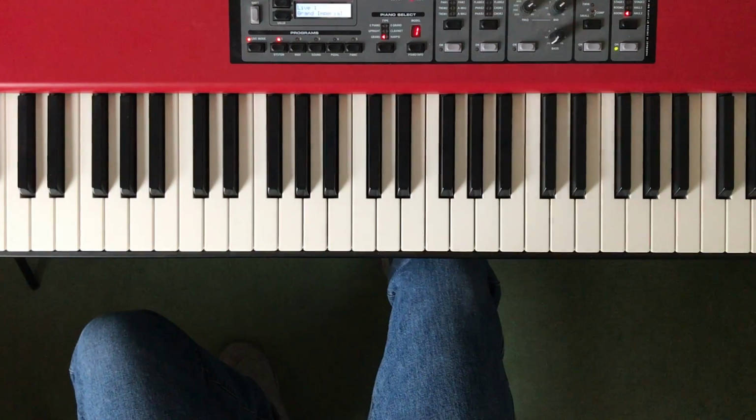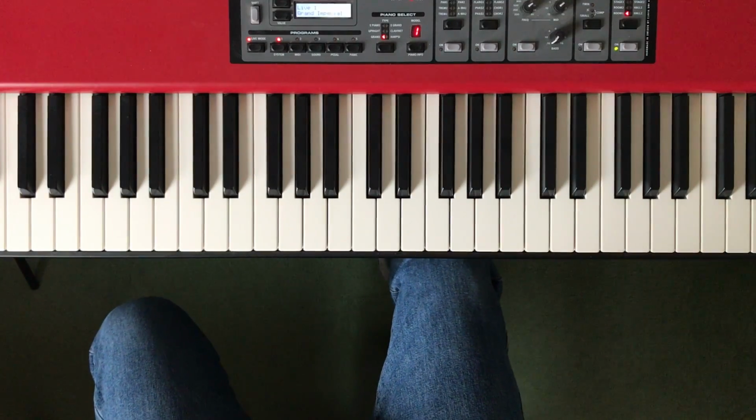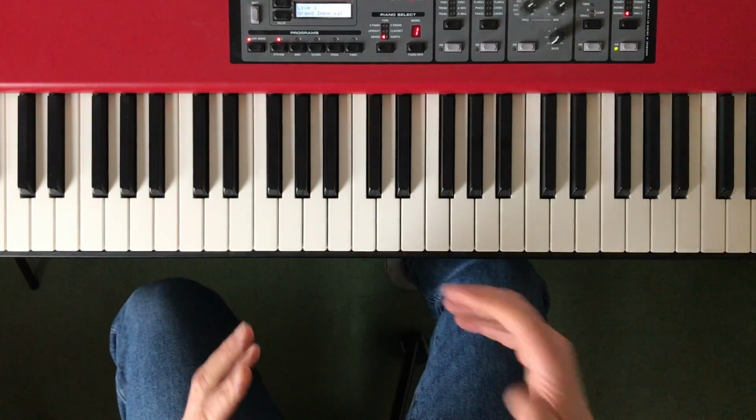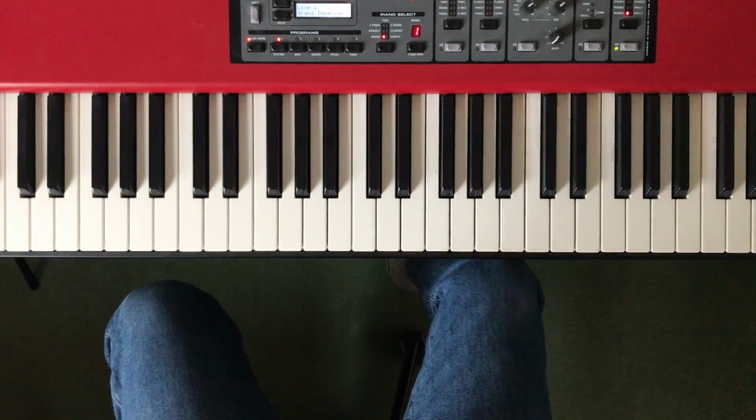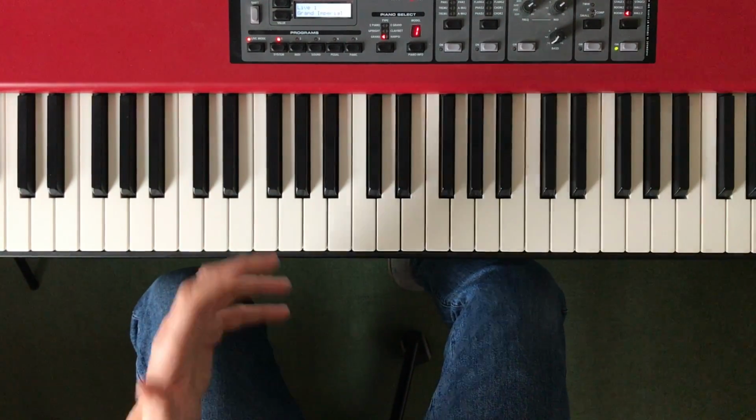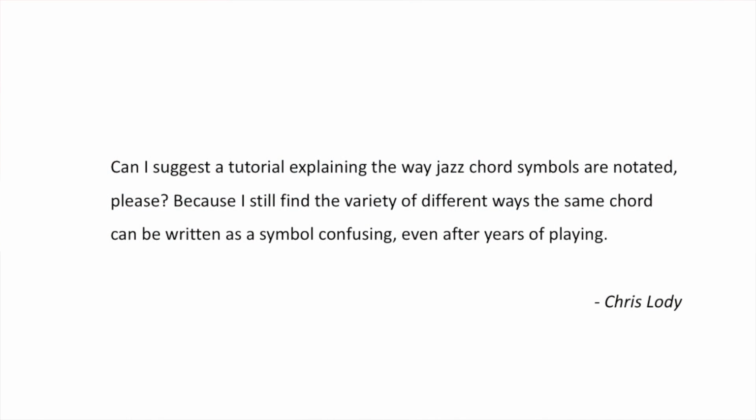Hey everyone, it's time for another piano questions answered tutorial, and this one is actually going to be in two parts because we're covering a fairly epic subject. Now, the original question came in from Chris, who said, can I suggest a tutorial explaining the way jazz chord symbols are notated, please? Because I still find the variety of different ways the same chord can be written as a symbol confusing even after years of playing.